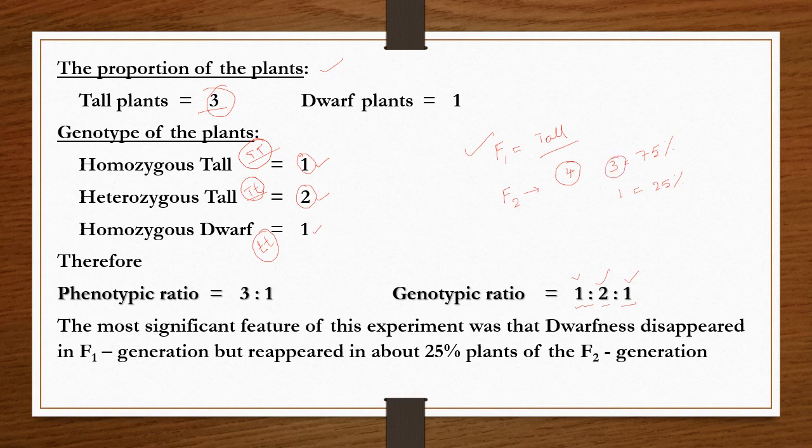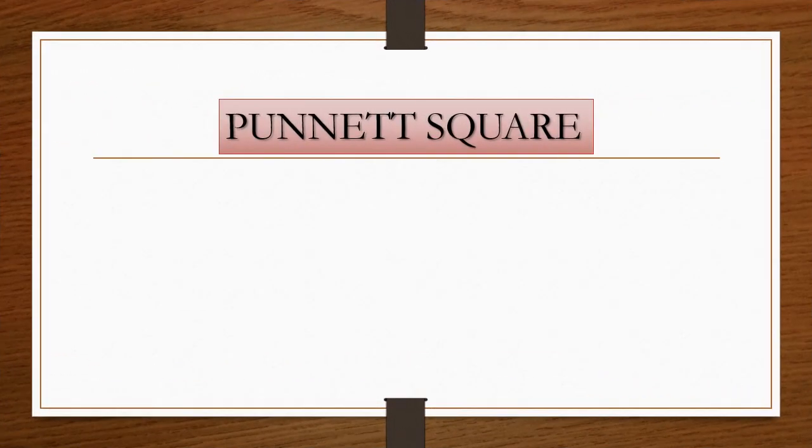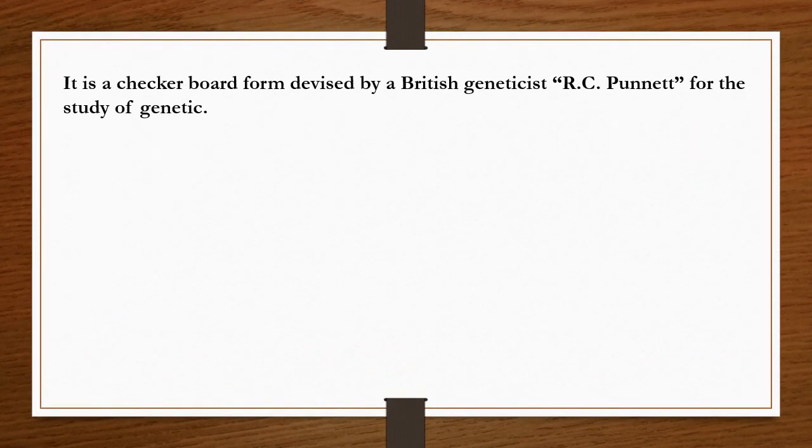In these 3, again, 1 is homozygous tall. That means 25% of the individuals are homozygous tall, 2, that is 50% of individuals, are heterozygous tall, and 1, 25%, are dwarf plants. Punnett square. The Punnett square is a checkerboard form devised by a British geneticist, R.C. Punnett, for the study of genetics.